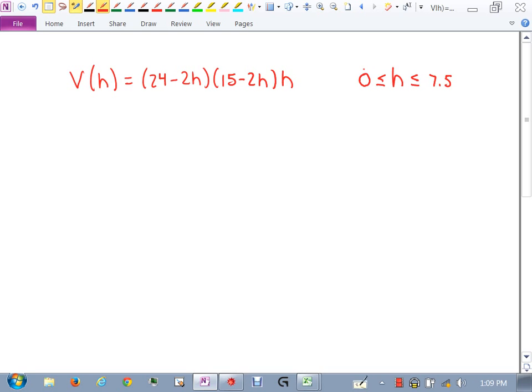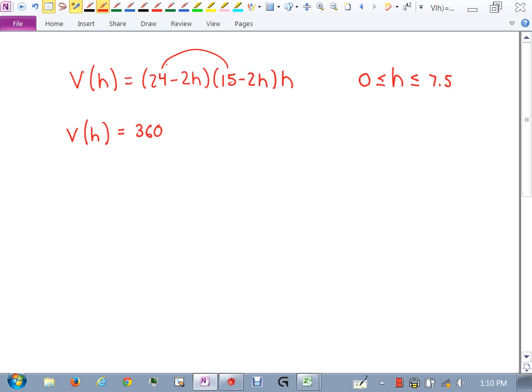So I'm trying to find the maximum value of a function on a closed interval, so I'm going to use the closed interval method. First thing I'm going to need is the derivative of the function. And I don't feel like doing product rule on that because there's three things being multiplied. So I'm actually going to multiply it all out first, then do the derivative. So the volume in terms of h is, let's see, multiply that. It's 24 times 15. Okay, 360.